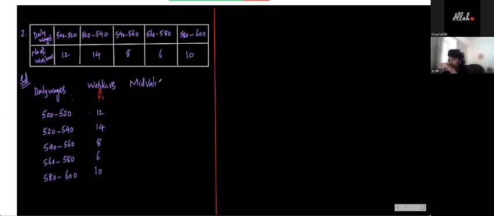How to find the mid value between 500 and 520? 510 is the mid value: lower limit plus upper limit divided by 2. This is called xi. And of course, this column is fi into xi. So 500 and 520 means 510 is the mid value here.